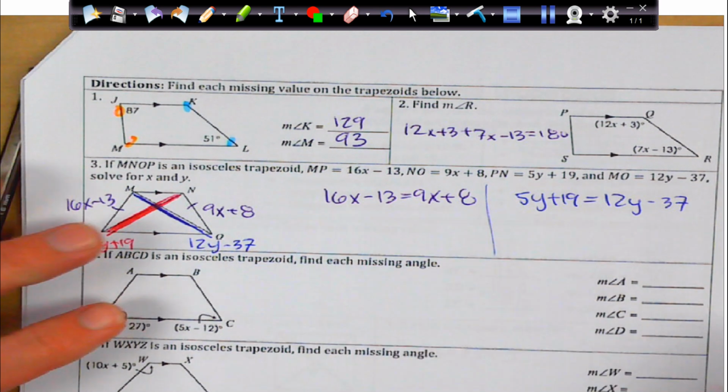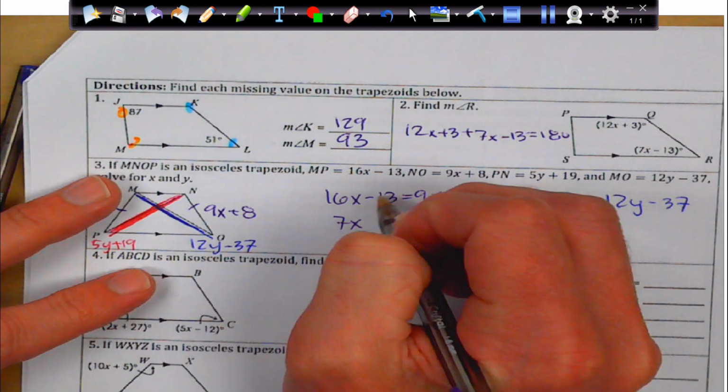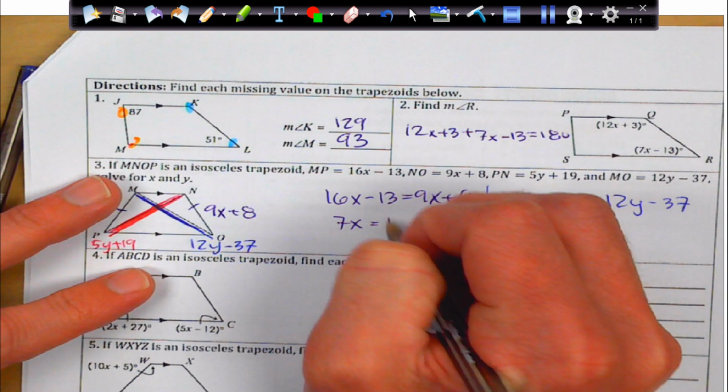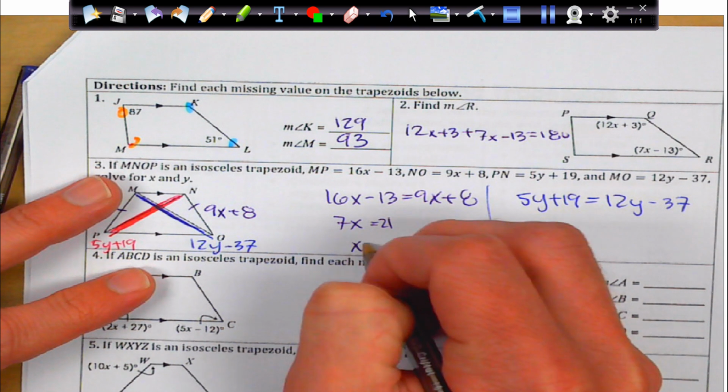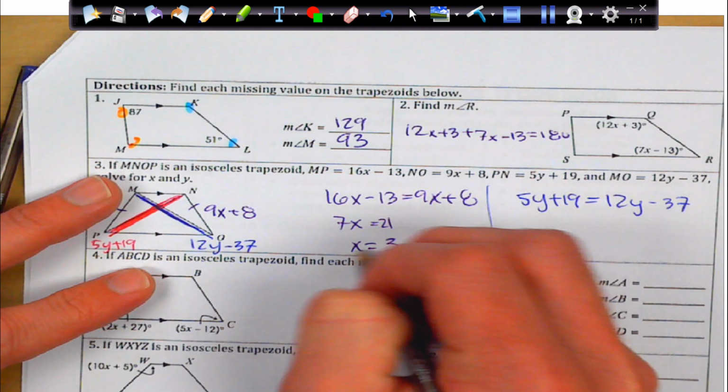Subtract the 9x over here. We're going to get 7x. Add the 13 over there. We should get 21. X equals 3.